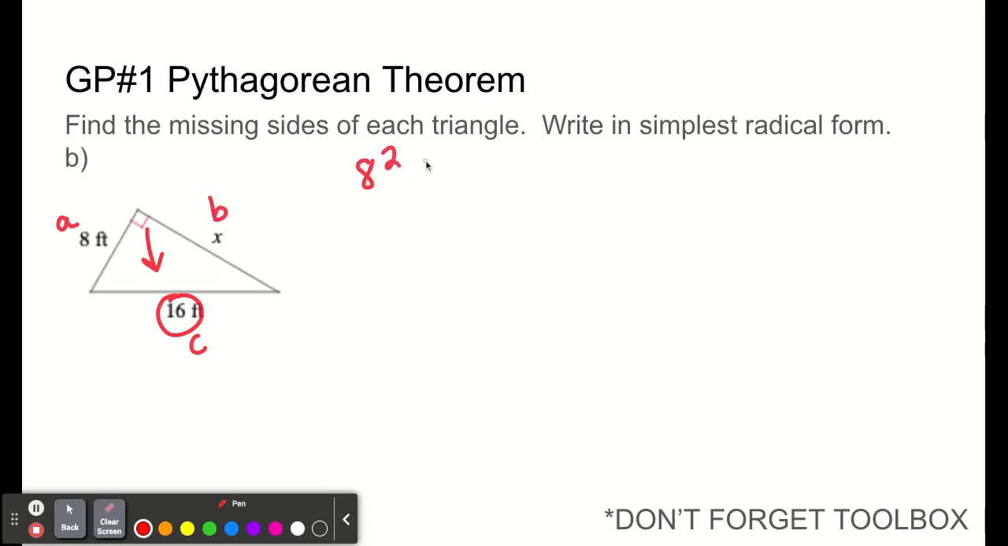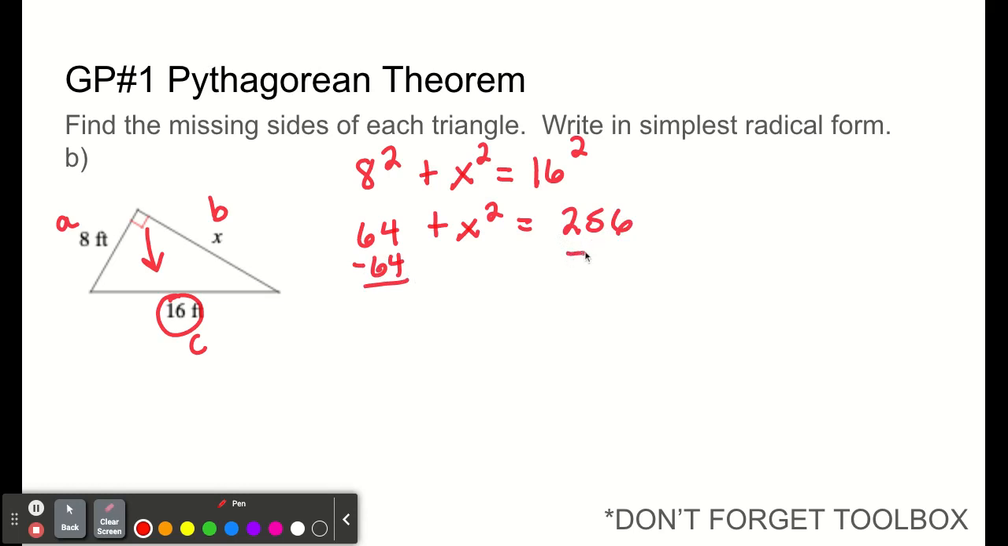So we have 8 squared plus x squared is equal to 16 squared. 8 squared is 64 plus x squared is equal to 256. We will then subtract 64 on both sides to work towards getting x by itself. When we do that, we get x squared is equal to 192.